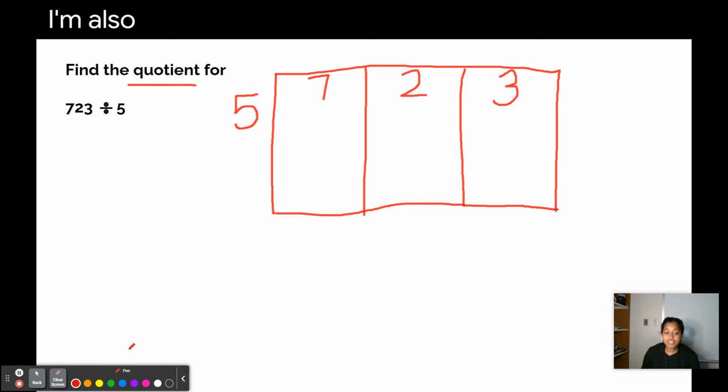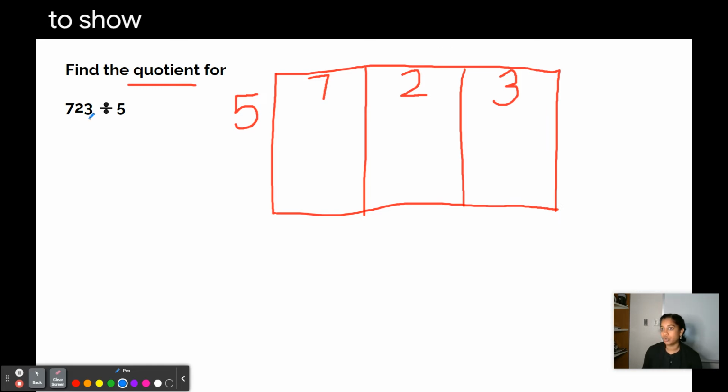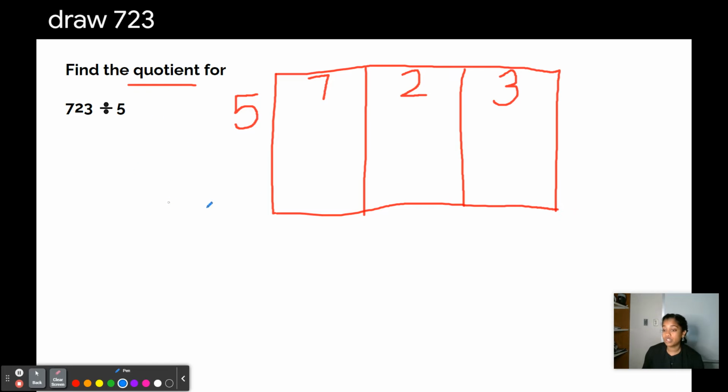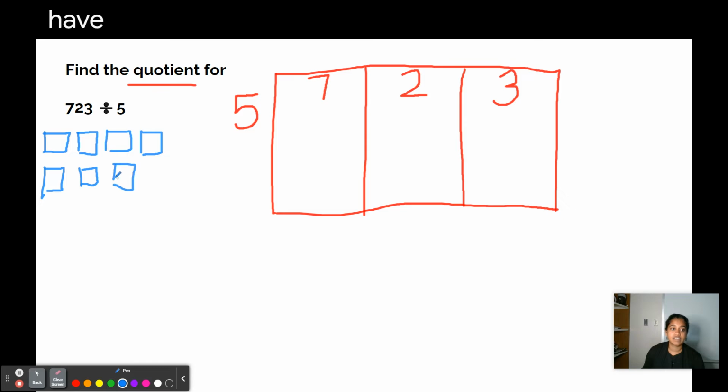Now I am also going to draw 723 to show you how the box method works. I'm going to first draw 723 using base 10 blocks. I'm going to draw a square to represent my hundreds, and I need 7 of those. So I have 1, 2, 3, 4, 5, 6, 7. So I have 7 hundreds.